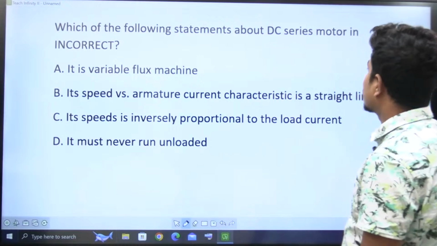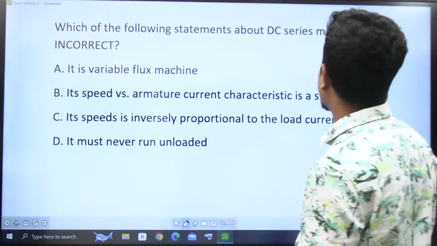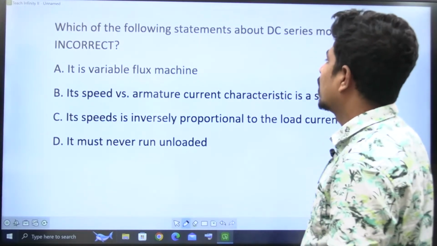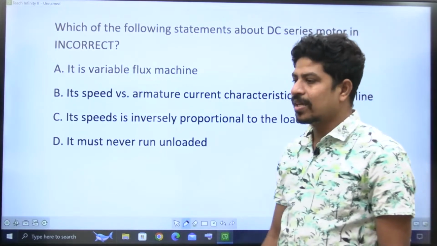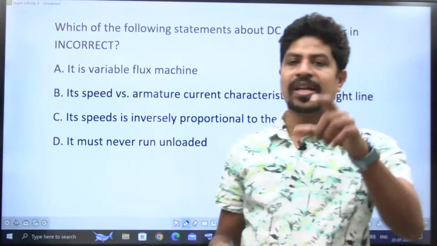Next question. Which of the following statements about the DC series motor are incorrect? It's a variable flux machine. Yes, why? Because as the current changes, DC series motor means the field winding is connected in series.